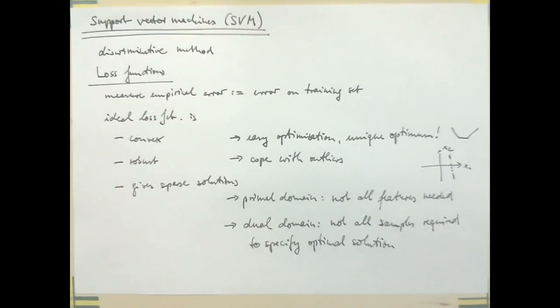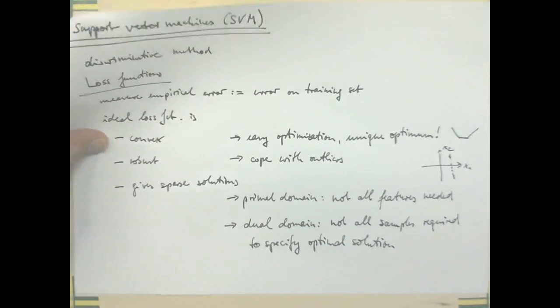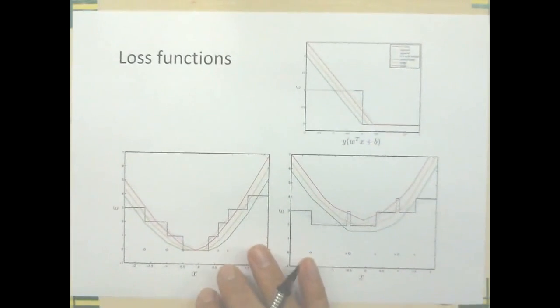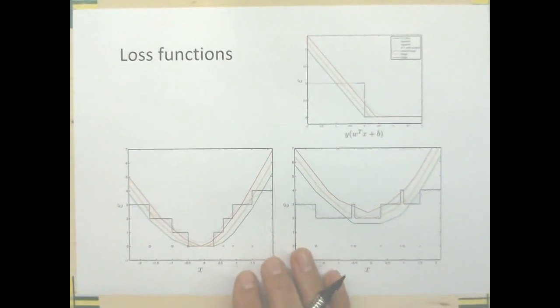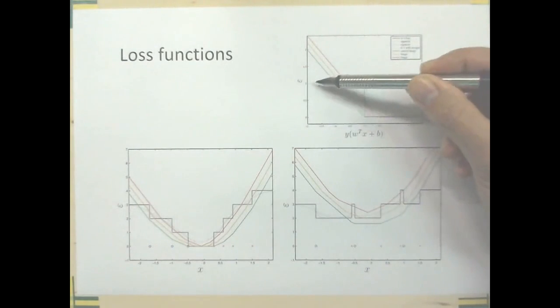Now, I would like to do a case study here, a case study of different loss functions. I've plotted a couple of loss functions here and 2 toy problems. Now, there's a lot of information on this sheet, so we will spend quite a bit of time on it. Let's start with the 0-1 loss. So the 0-1 loss is shown here by the black line.